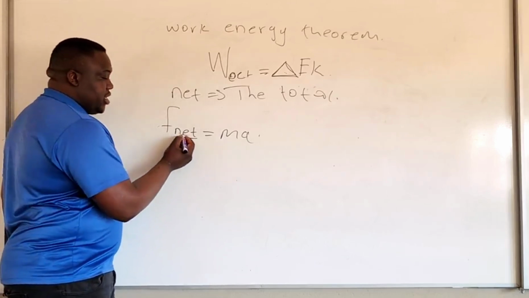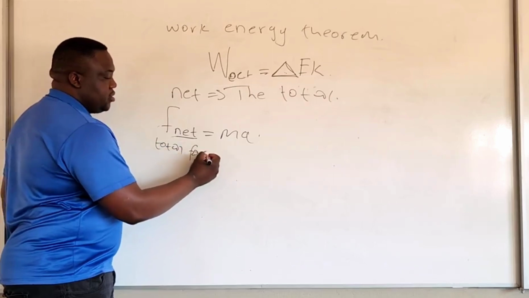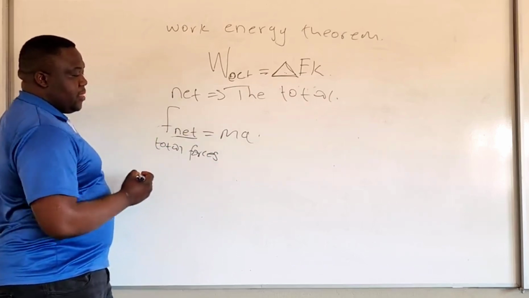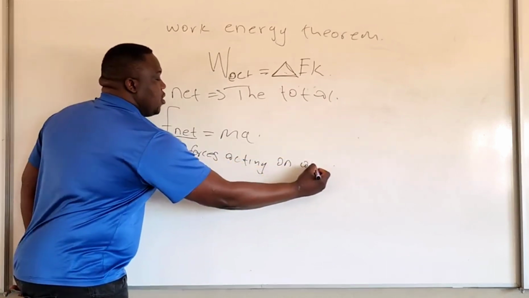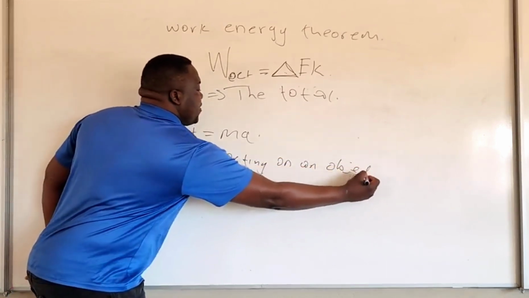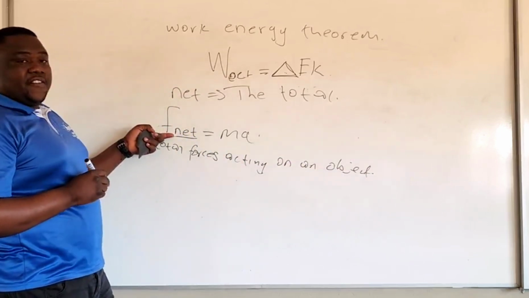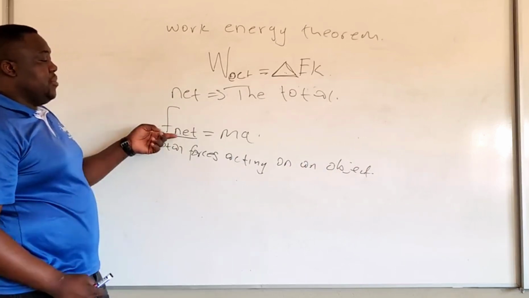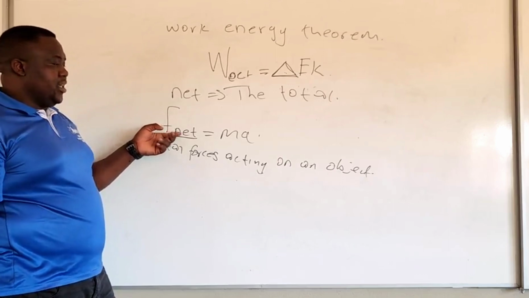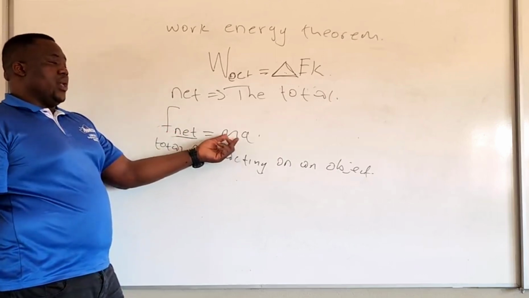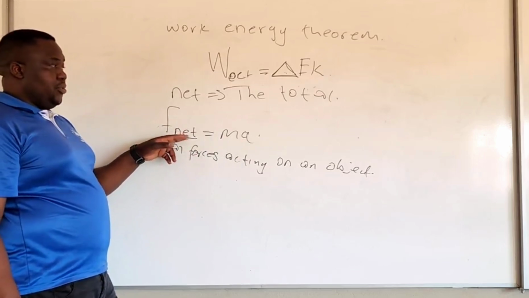Net means the total. So F net means total forces acting on an object. So net force is the total forces acting on an object. It is the sum of all forces acting on an object, which is equal to the product of mass and acceleration. We know this formula.